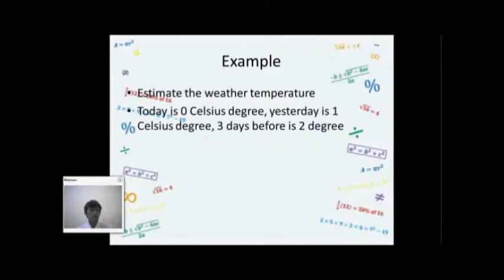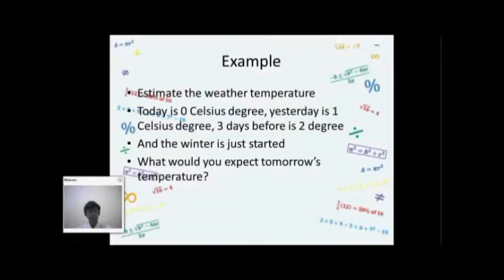Let me give you an example. Let's say we are estimating the weather temperature. We have data that today's temperature is 0 degrees Celsius, yesterday's is 1, and three days before is 2 degrees, and the winter has just started. The question is, what will you expect tomorrow's temperature to be? Is it 1 or 29? Most of us will say it will be -1, right?